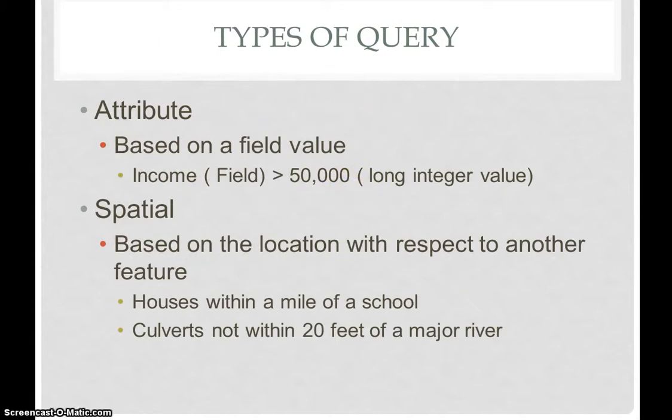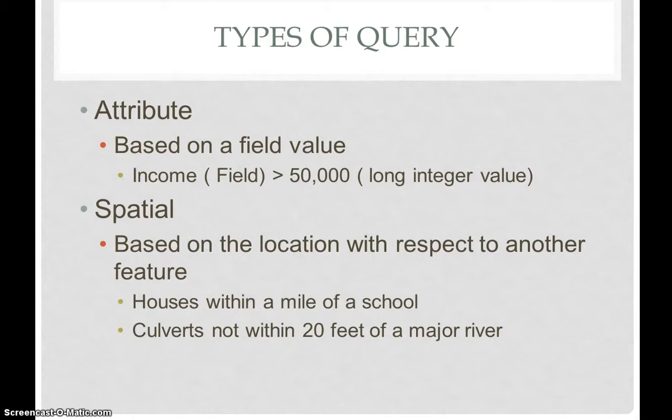Types of queries, we're going to look at two types. One is an attribute query, and the attribute query is based on a field value and a record. So I might look at income as a field in a population feature data set, and I would say show me all of the income that is greater than 50,000.